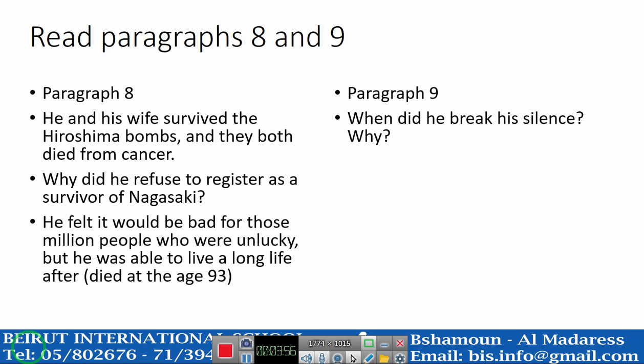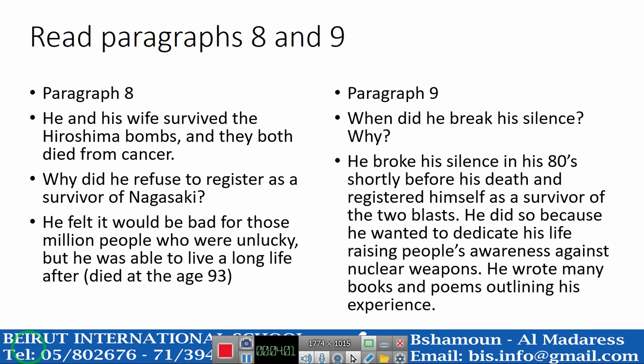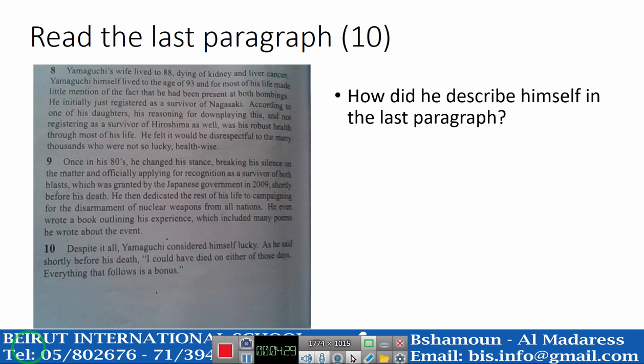In paragraph 9, when did he break his silence and why? He actually broke his silence in his 80s. So just imagine, after a long time, he decided to break his silence before his death, and he registered himself as a survivor of the 2 blasts. He did so because he wanted to dedicate his life to raising people's awareness against nuclear weapons and their damages. He wrote many books and poems outlining his experience, so he continued the end of his life in a very productive way. Read the last paragraph, which is paragraph 10.